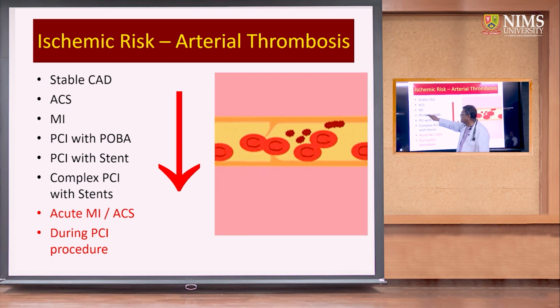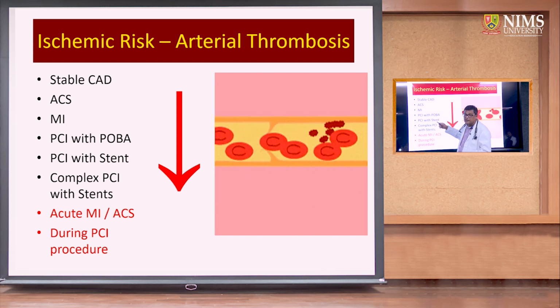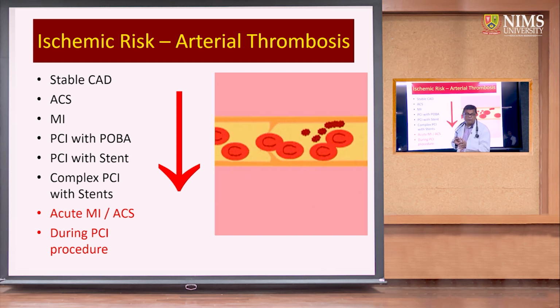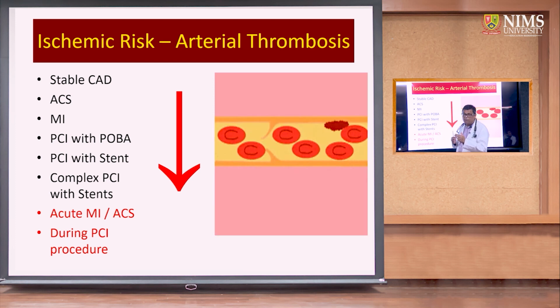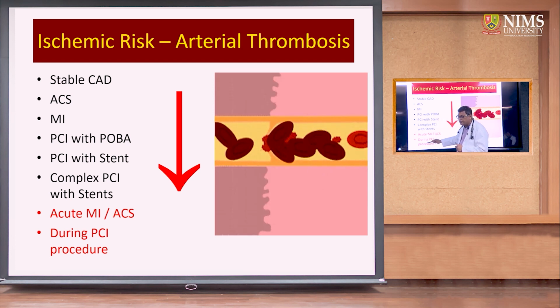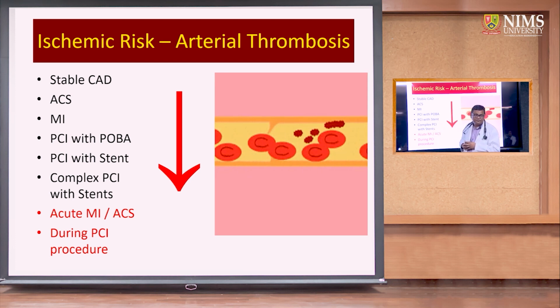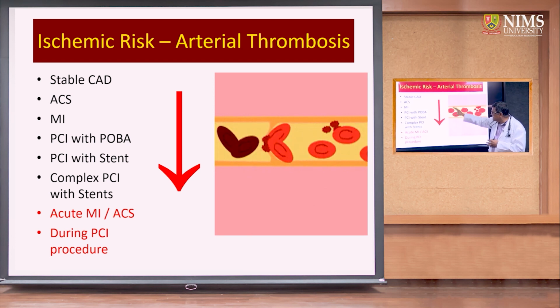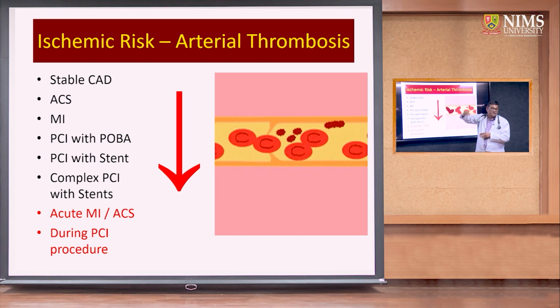Then whenever you do angioplasty, risk is still higher of formation of thrombosis. When you put a stent, then risk even higher than just plain angioplasty. If you put a complex PCI with many stents and complicated case of PCI, then the risk is even higher. But if you have two of these things together, so for example, if you have PTCA in acute MI patient, then the risk is the highest. So, you understand how the risk is increasing. As you go down, the risk of arterial thrombosis is increasing.